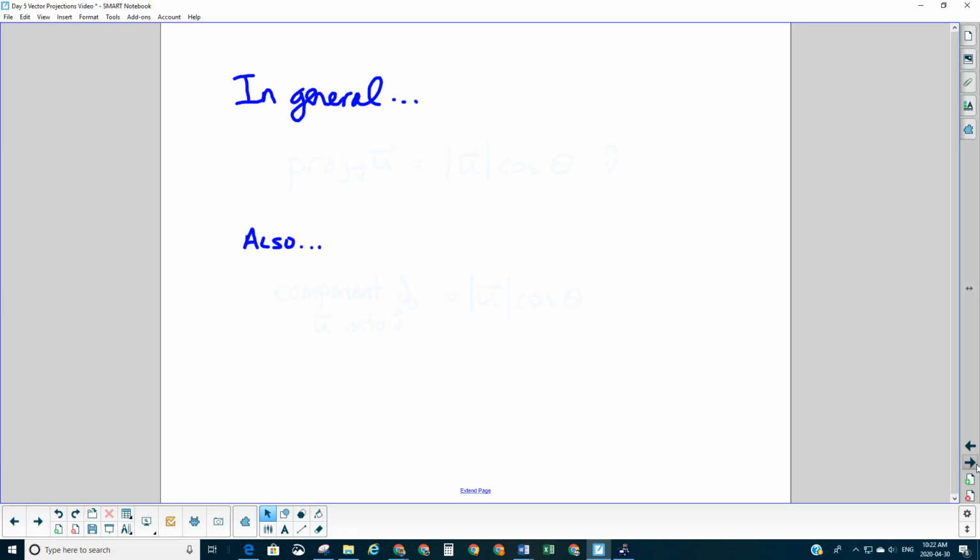So in general, you'll always end up with the same right triangle, and you'll always end up finding the hypotenuse and the adjacent, which means all projections can be found by taking the u vector cos theta. Take the vector that you're using and find the angle between it and the actual projection you're going onto, and you'll get your magnitude of the projection.